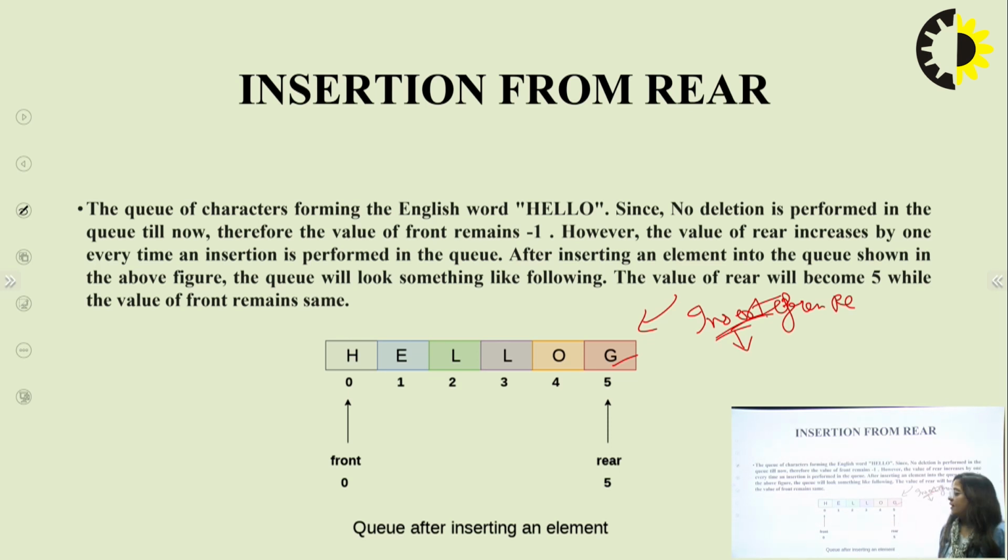So got it? And front is not changed, because front changes only when you apply the DQ operation. When you apply the DQ operation, then the front pointer changes: front is front plus 1. But in this case, front is not changed. Only rear is changed.